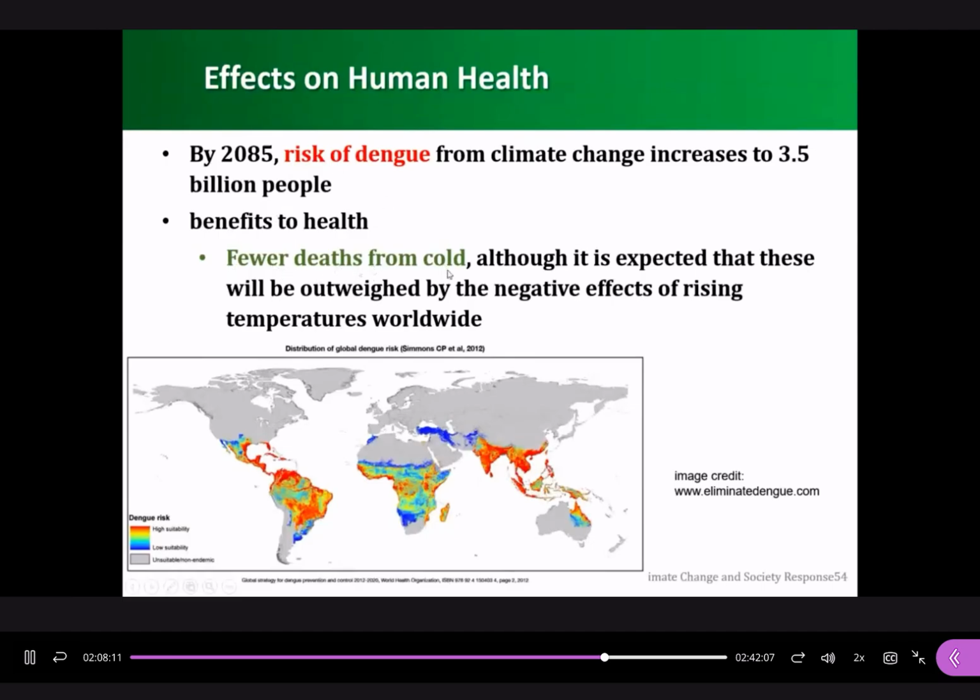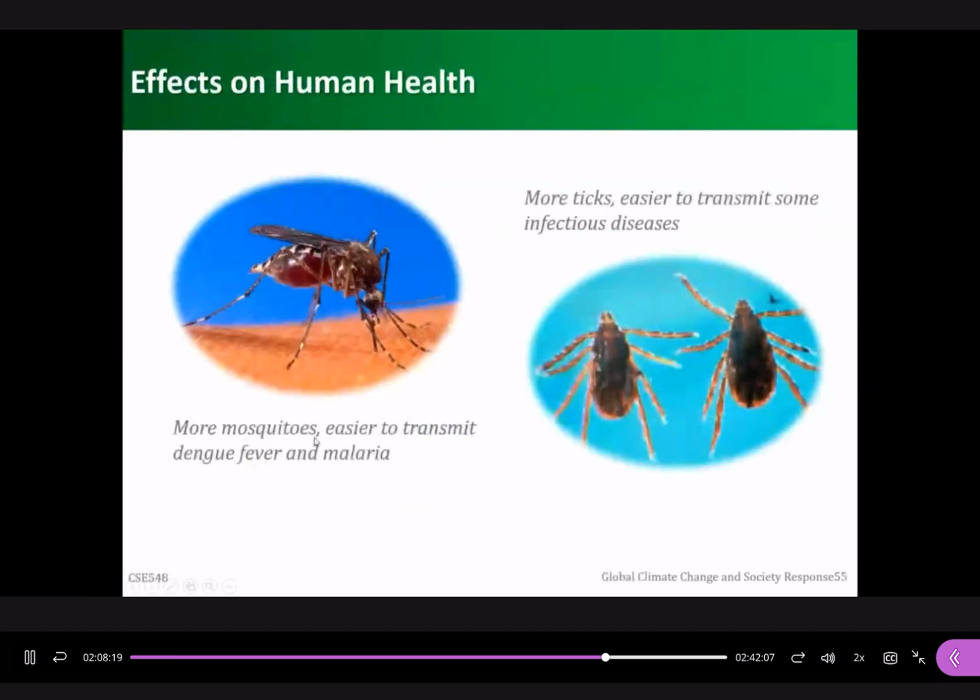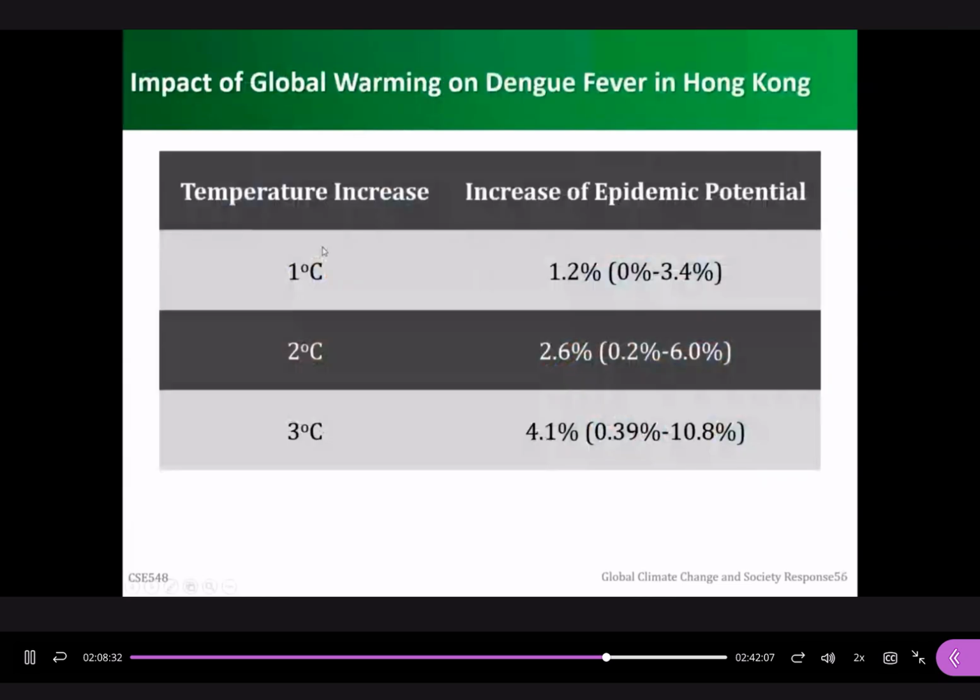And there will be fewer deaths from cold and more deaths from the heat. This is the mosquito. Dengue fever is transferred by mosquitoes. And then ticks can transmit some infectious diseases such as malaria. Here's some data to show the relationship of temperature increase and the epidemic potential. For a 3 degrees Celsius increase, there will be a 4% increase of the epidemic potential. I mean, more people will be infected by dengue fever.